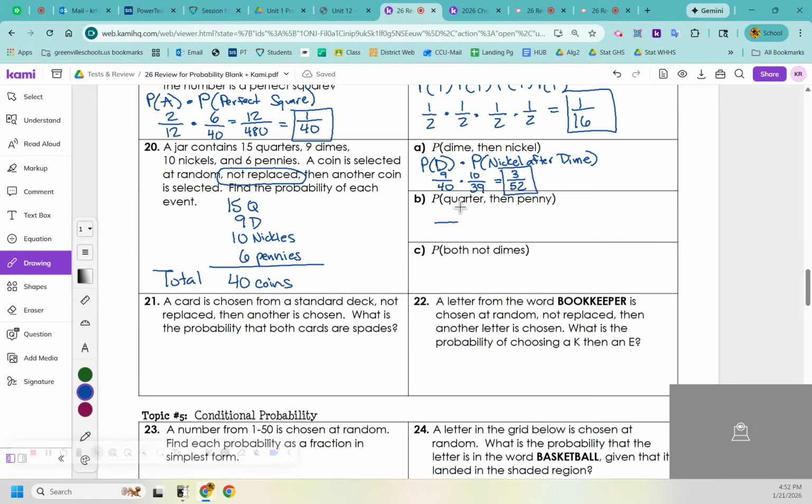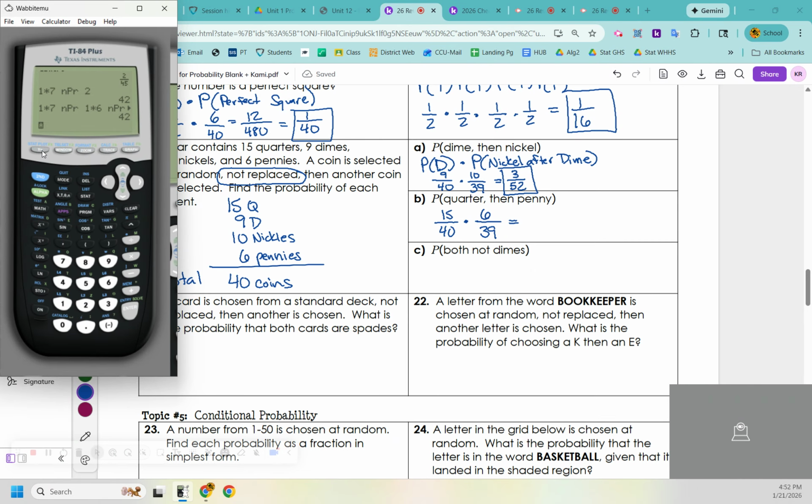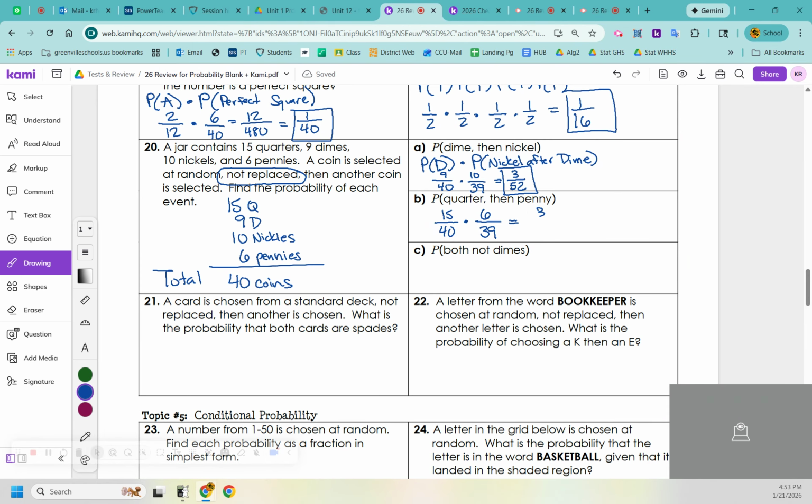So the probability of a quarter, there's 15 quarters out of all 40, times, I'm not putting that quarter back, so now I only have 39 coins, and we still have 6 pennies. Put them in the calculator. I should show you at least one in a calculator. Alpha y equals enter. You can put them in as fractions. 15 over 40 times 6 over 39. Your calculator knows how to do it. Cross top, cross the bottom if you want to do it on your own. And 3 over 52. Hey, same thing again. It's a coincidence. Don't think it's always going to happen.